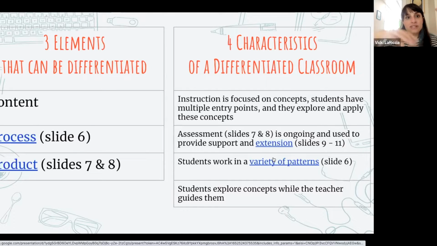In 101, we talked about the 3 elements and the 4 characteristics of differentiation. So let's look at the process component, which is kind of the same as students working in a variety of patterns. I'm going to click on this link, which is going to bring us to slide 6. And what you're going to see is the flow of a traditional classroom.